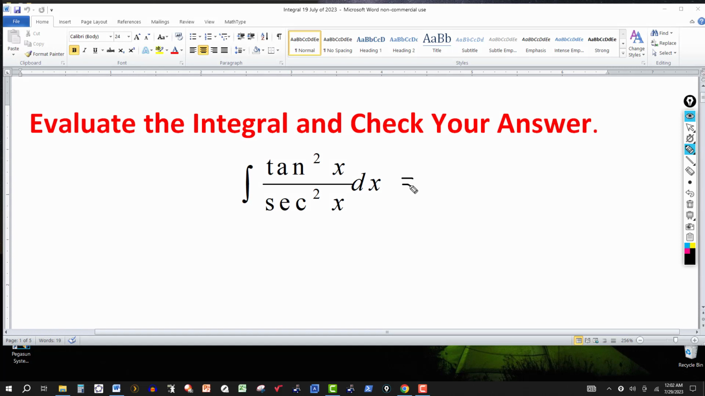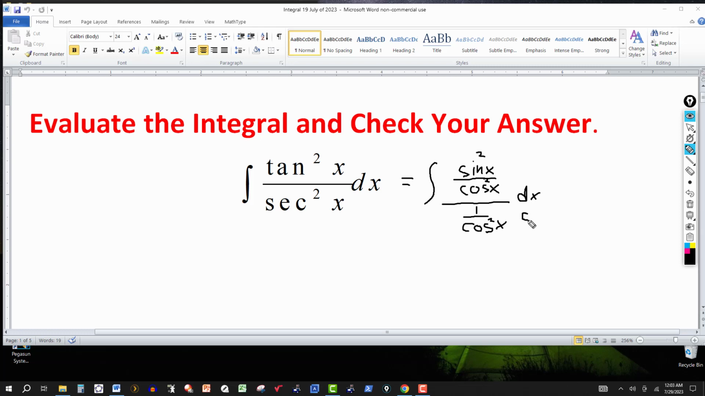Okay, in this particular integral, it's just a matter of using a few identities here. We know that tangent is sine of x over cosine. And because it's tangent squared, this will be sine squared and cosine squared here, and that's over secant squared. But secant is the reciprocal of cosine, so secant is the same thing as 1 over cosine. This will be squared then. And we've got a dx here.